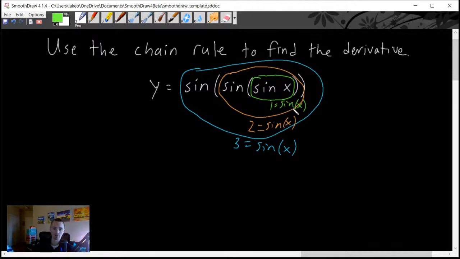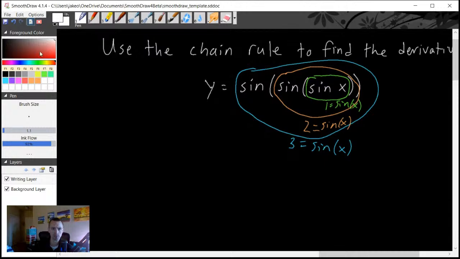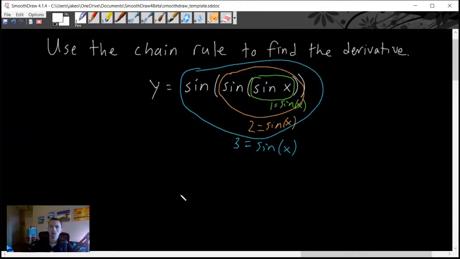So basically, our inner function is sine of x, our middle function is sine of x, and our outermost function is sine of x. So how does the chain rule tell us to deal with this? Well, the chain rule says that we're going to take the derivative of our outermost function, so the derivative of sine. The derivative of sine is going to be cosine.